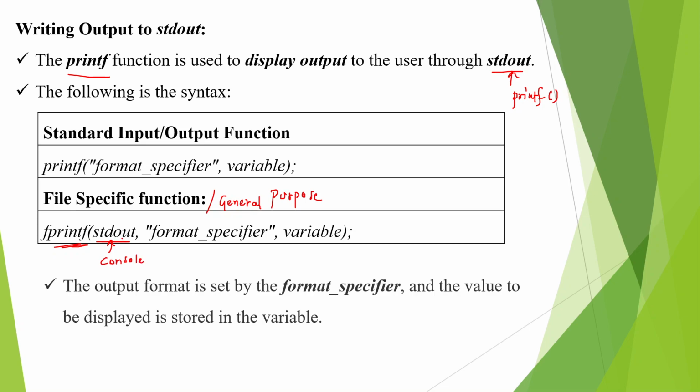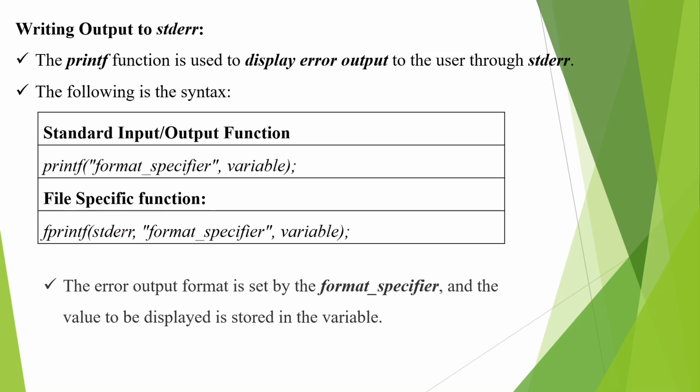Don't worry, we will write a program using both printf as well as scanf, and fprintf, fscanf, by giving standard out as the output stream reference, and standard in as the input stream reference. There you will understand. Then the standard error, it is also the same like your printf.